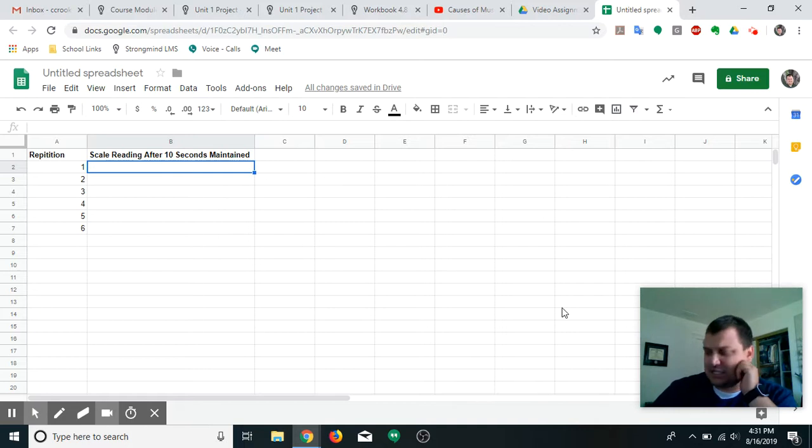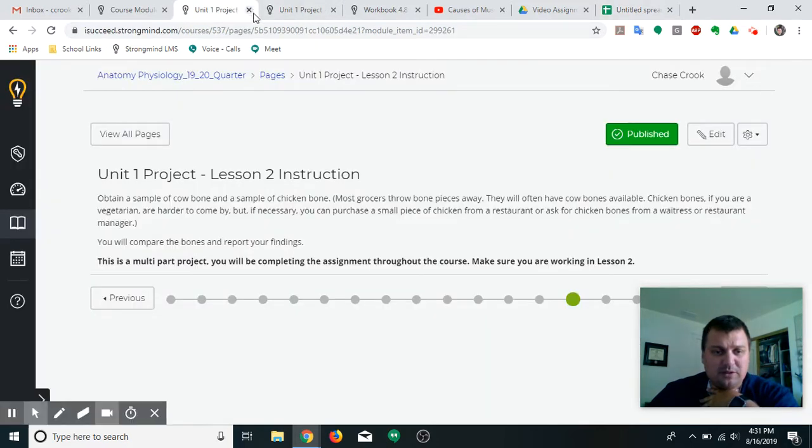So for this project, there's two parts, and I only want to go over the second part. I will show you the first part though, but I feel like it's pretty straightforward, and I think you guys will be able to do just fine with it. So the first part is in lesson 2, and it says obtain a sample of a cow bone. So this is a good excuse to go get some steak and eat it first, of course. Don't waste the steak. And also a chicken bone, and you can give that to somebody else, right?